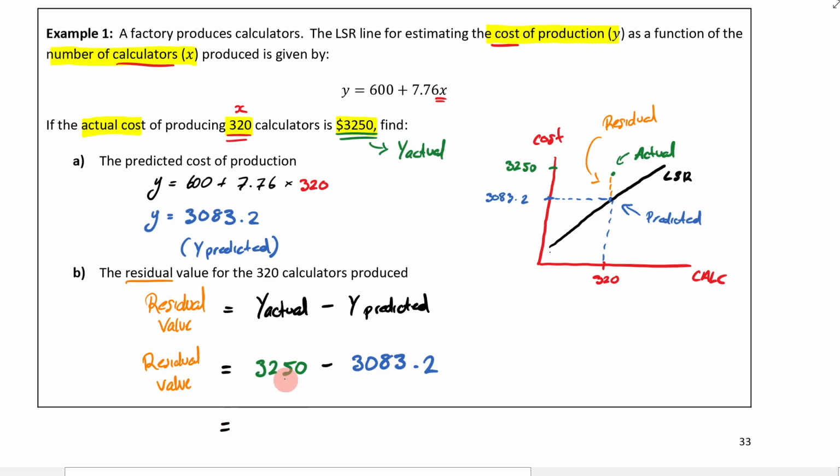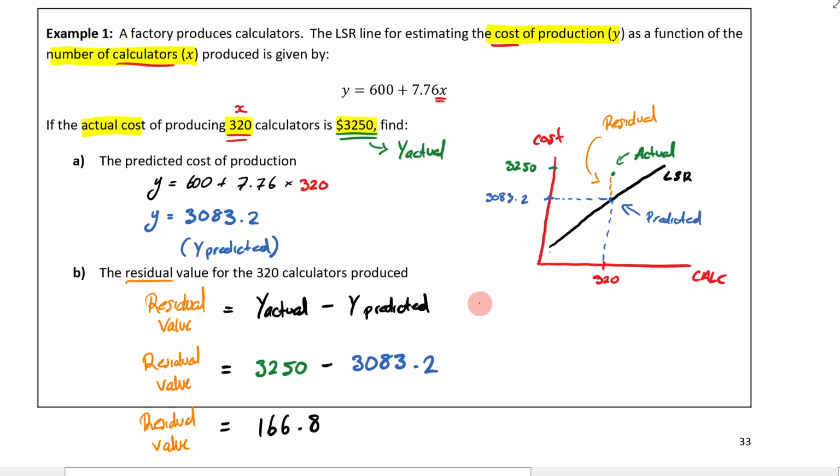And what we're going to get out as our final answer here is, drum roll please, if you put that into your CAS, you'll get 166.8. That right there, everyone, is your residual value. And we can kind of take note of what this actually is telling us. So what does this actually mean?